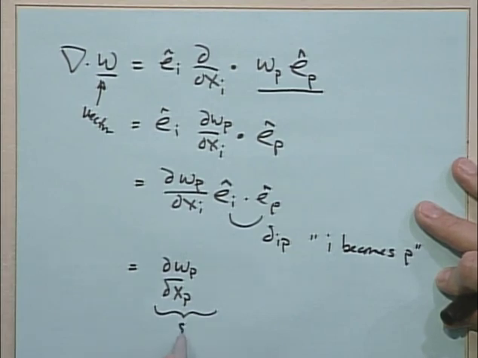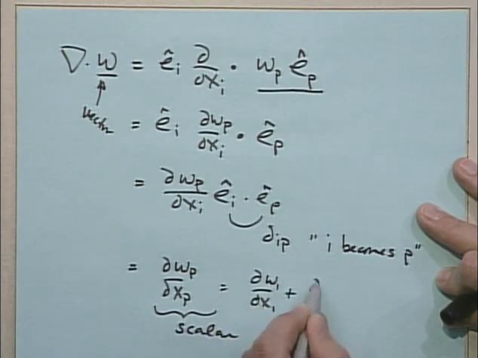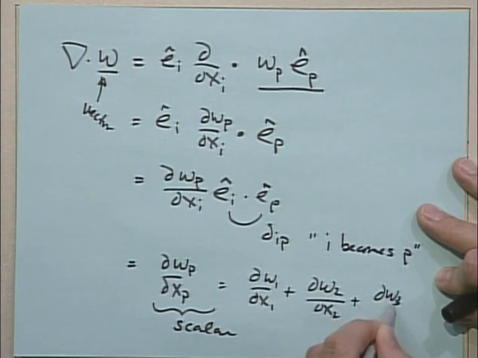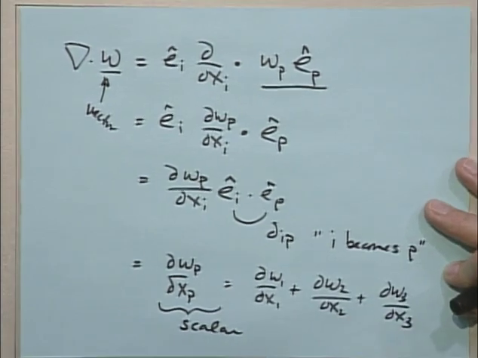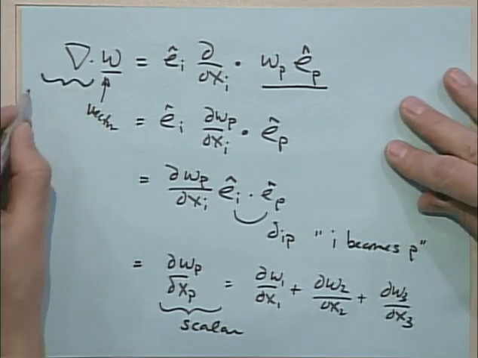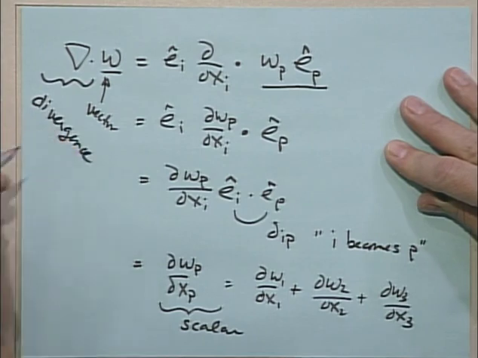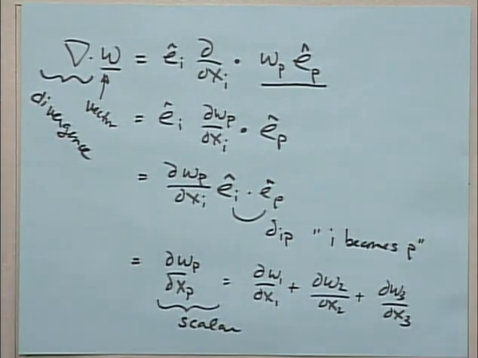Scalar. There are no e's. It's a scalar. This is just d by dx1 w1 plus dw2 dx2 plus dw3 dx3. This is called the divergence operator. And that comes into the mass balance.